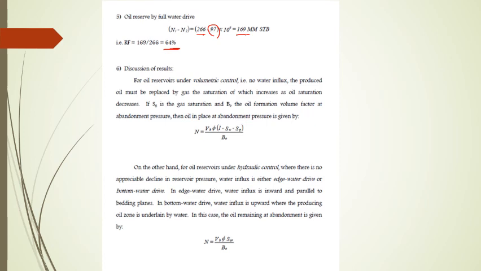On the other hand, for oil reservoirs under hydraulic control, where there is no appreciable decline in reservoir pressure, water influx is either edge water drive or bottom water drive. In edge water drive, water influx is inward and parallel to bedding planes. In bottom water drive, water influx is upward, where the producing oil zone is underlain by water. In this case, the oil remaining at abandonment is given by N equals Vp times porosity times reduced oil saturation over the initial formation volume factor.